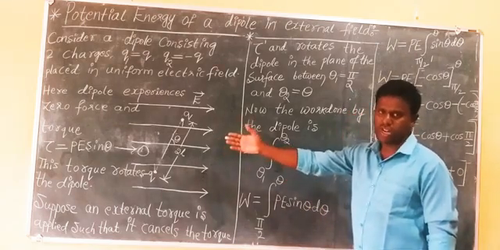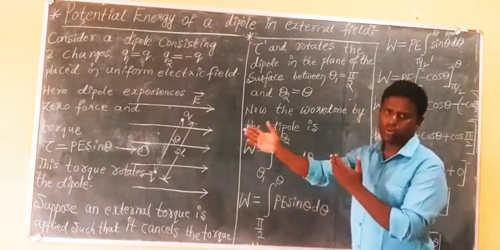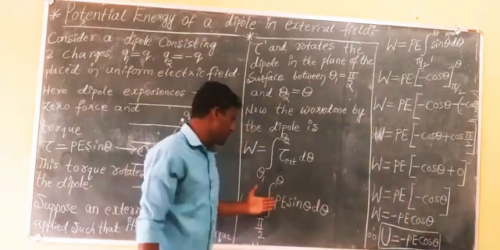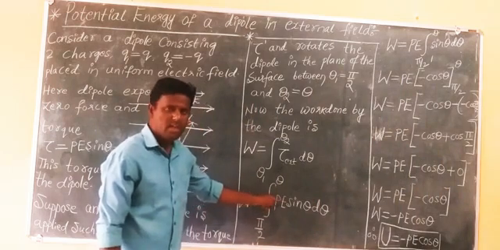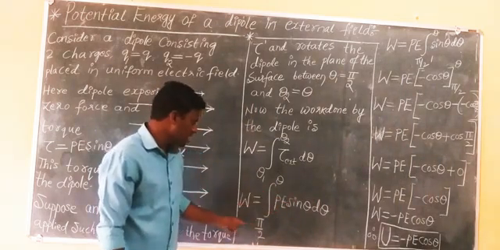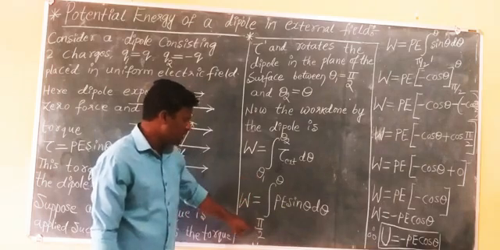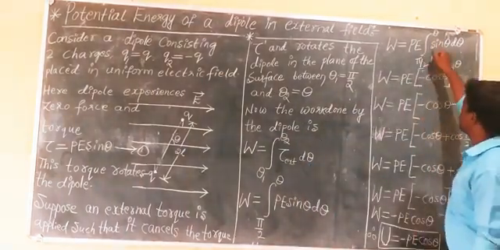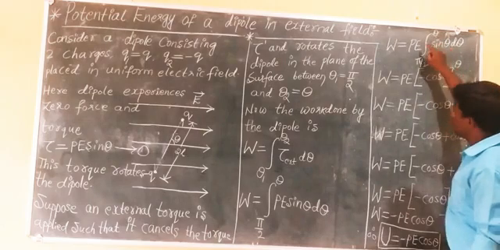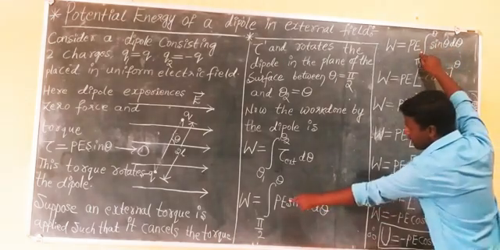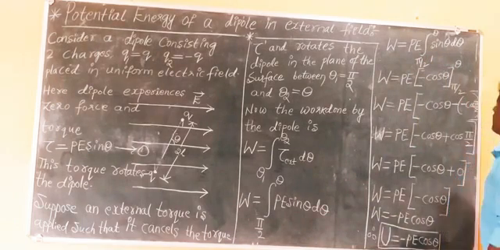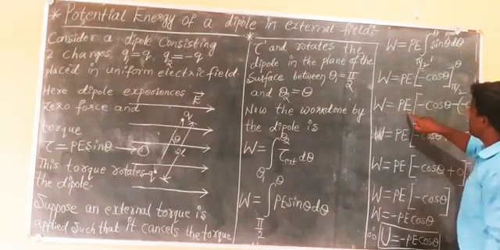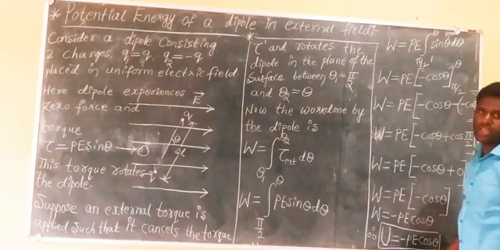Tau external, the external torque, is also similar to the expression of torque: tau equals P E sin theta. ನಾವು ಅದನ್ನೇ ಇಲ್ಲಿ ತಗೋಬಹುದು, ಈ ಮನ್ಸ ಬೇರೆ ಬರಲ್ಲ. Tau external is P E sin theta into d theta. Here the angles are theta 1 equals pi by 2, theta 2 equals theta. So W equals P E into integration from pi by 2 to theta of sin theta d theta. I am taking P E outside. P is electric dipole moment, E is electric field. So W equals P E into integration of sin theta, which is minus cos theta.